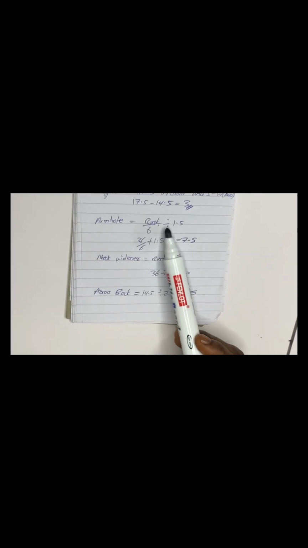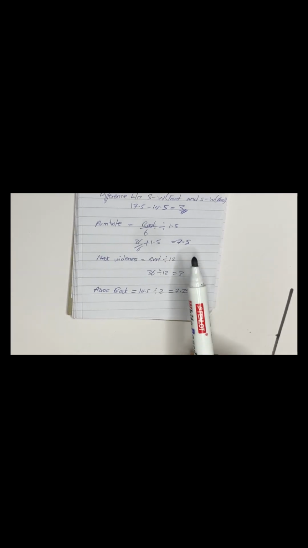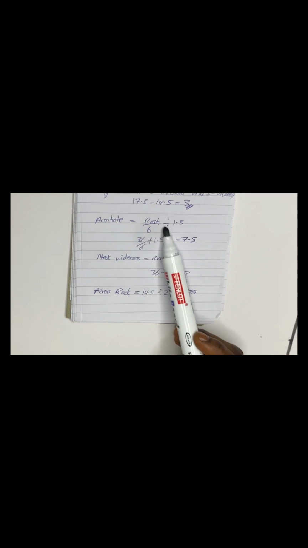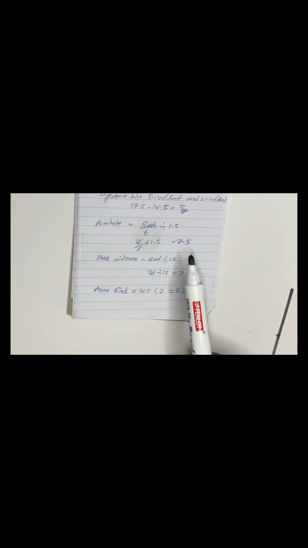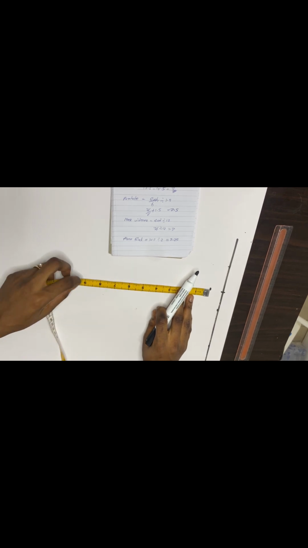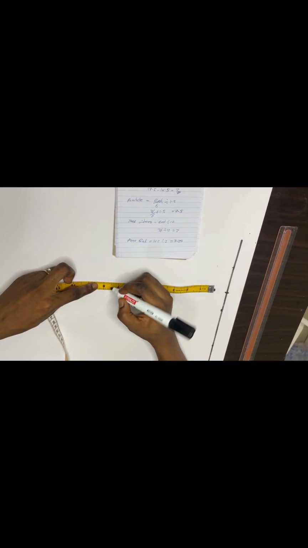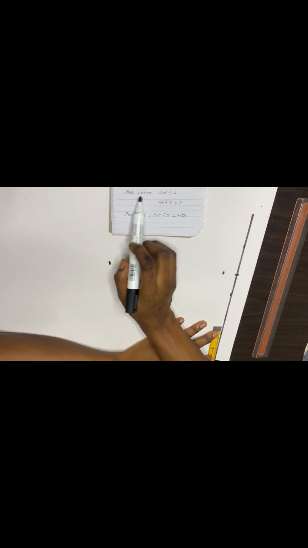Now we want to know our armhole length, and for you to know the armhole length, the formula is bust divided by 6 plus 1.5. So here the bust is 36. 36 divided by 6 plus 1.5 will give you 7.5. So we are going to mark 7.5 from the 1 inch that we came down, not from the top line. We are coming down by 7.5 from the 1 inch.